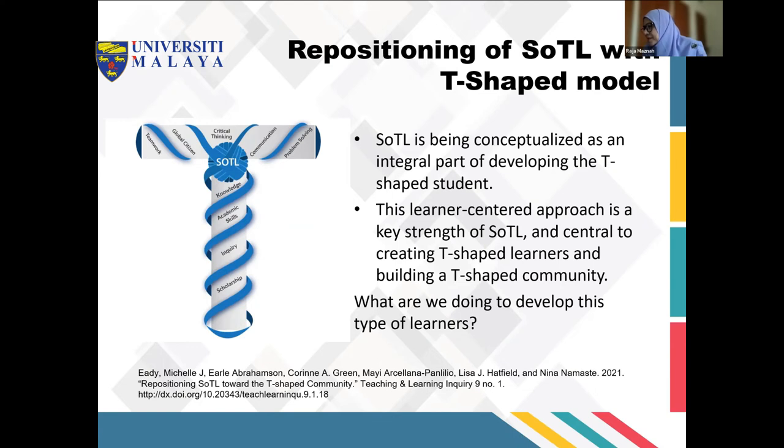Yeah, Rosaida, what is significant about T? Why not I or another letter? So, Rosaida, if you see the across, the vertical is what we always have. We tend to train our students in the knowledge, the academic skills, inquiry, scholarship of our discipline, but we sometimes forget that they also need to develop critical thinking, problem solving, being good team members, being global citizens.